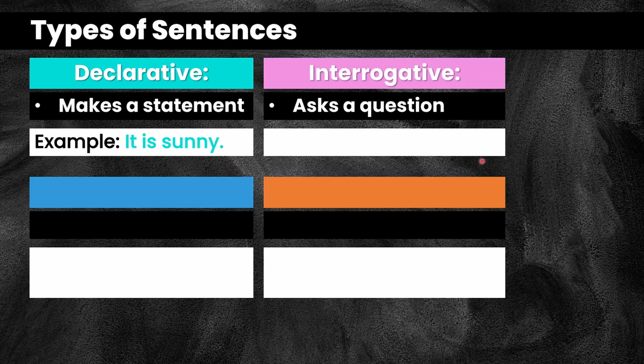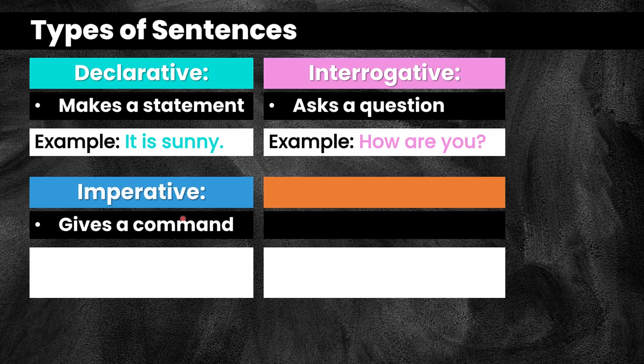The next type of sentence is interrogative sentences, also known as questions, and an interrogative sentence asks a question. For example, how are you? What is your name? Where do you live?